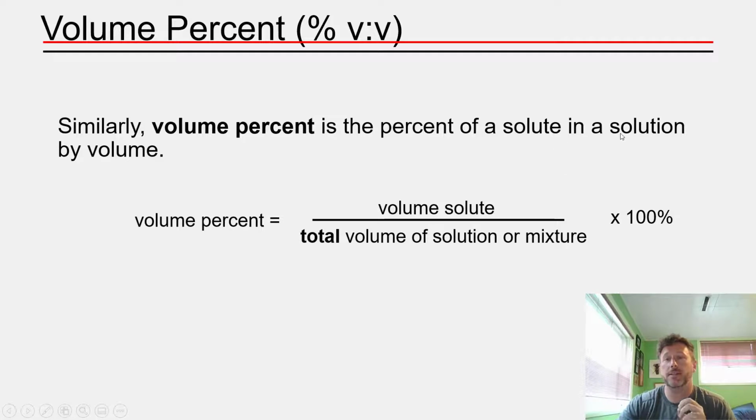Volume percent can be defined the same way as weight percent, where volume percent is the percent of a solute in a solution by volume. So a volume percent is the volume of your solute divided by the total volume of your solution times 100%. Same basic concept, but we're using a volume to volume comparison as opposed to a mass to mass comparison.